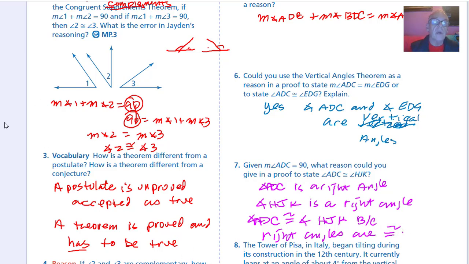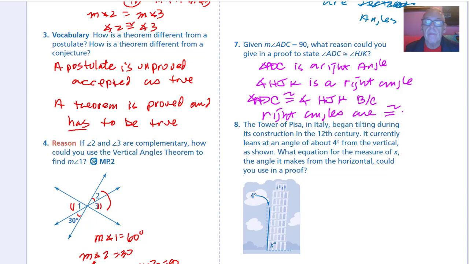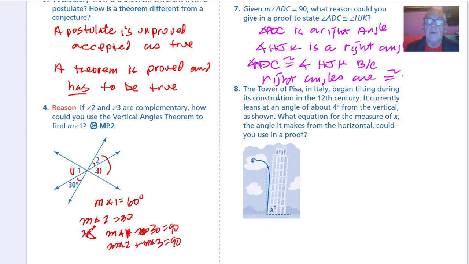Okay, let's look at number 8. So here's the diagram for number 8. The Leaning Tower of Pisa leans at about 4 degrees from the vertical, as shown. Actually, they've pumped concrete and all kinds of stuff in, trying to keep it propped up. Sooner or later, it's going to fall over. It currently leans at an angle about 4 degrees from the vertical, as shown. What equation for the measure of x, the angle it makes from the horizontal, could you use in a proof?